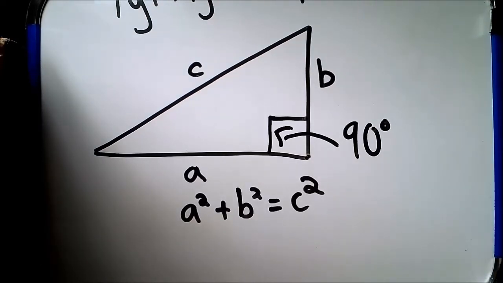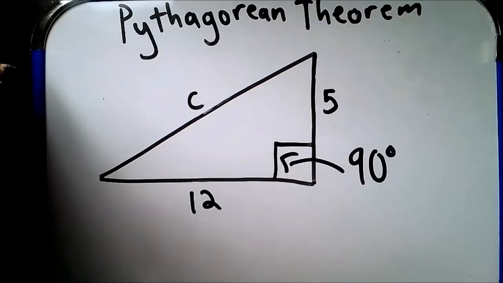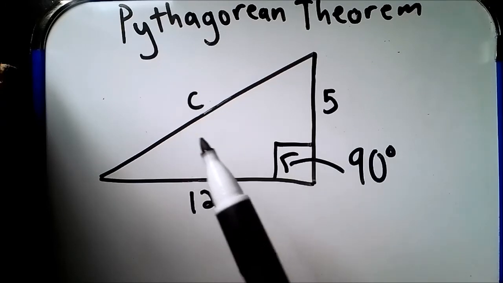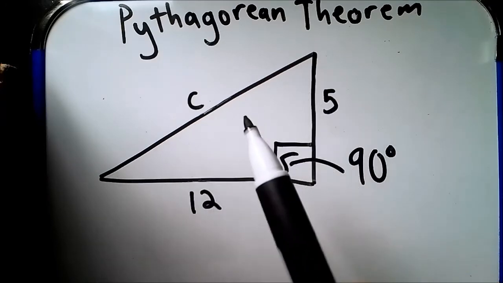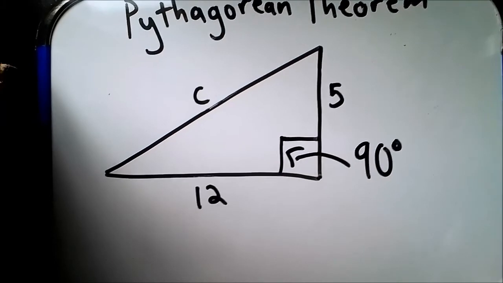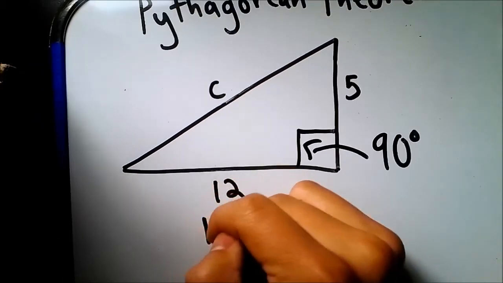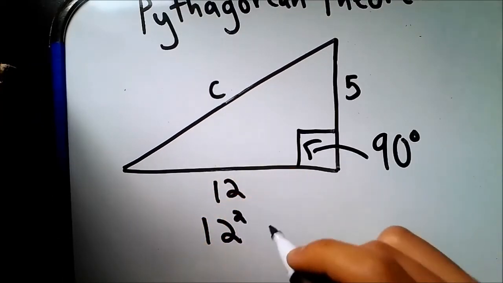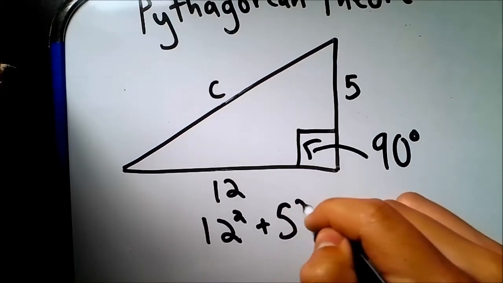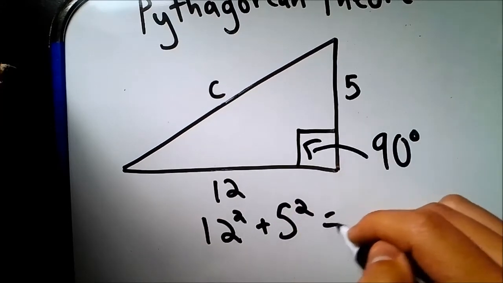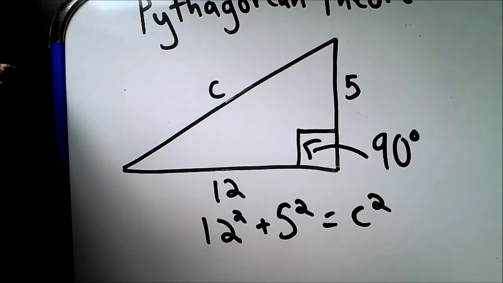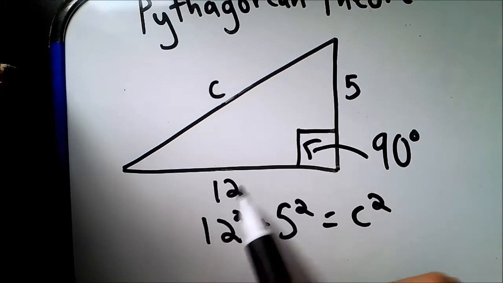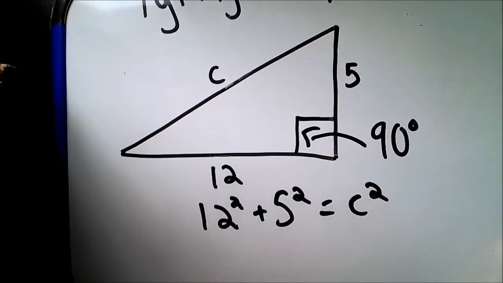Now that we know this, let's try it on actual numbers. So here's our first example. We have a right triangle with sides 12, 5, and the hypotenuse that is missing. We're trying to find that out. So all we have to do for this one is write 12 squared plus 5 squared is equal to C squared. That's the same thing I just wrote, except I'm just using the numbers now.